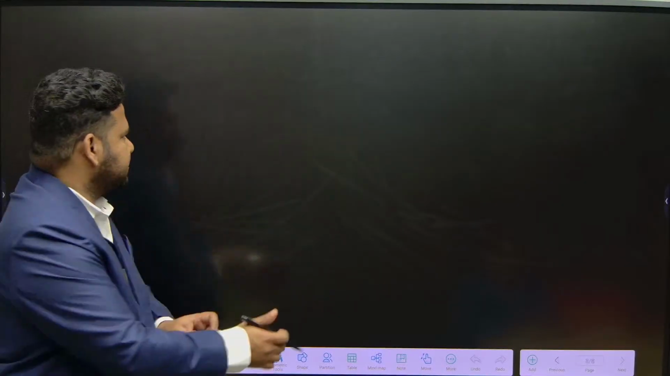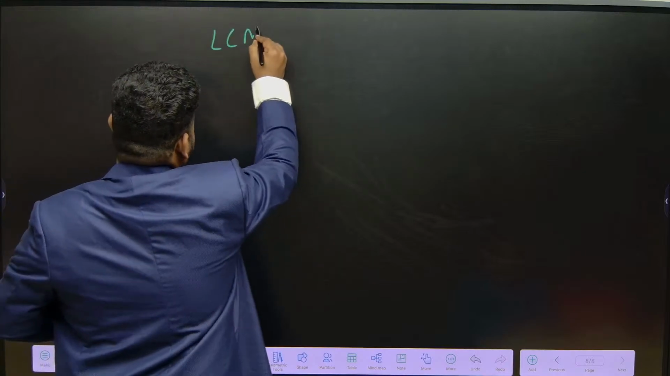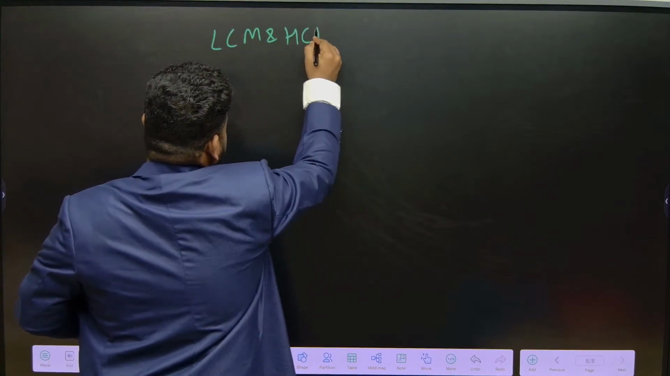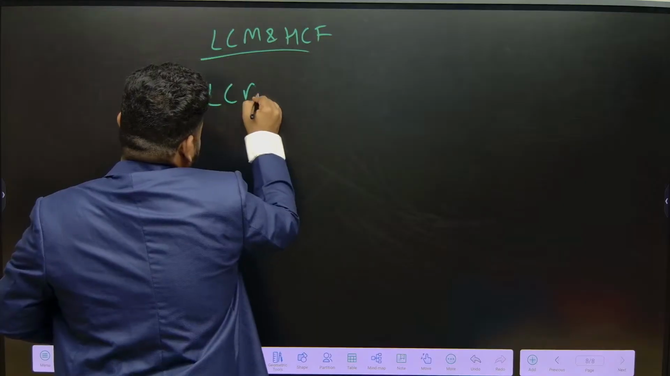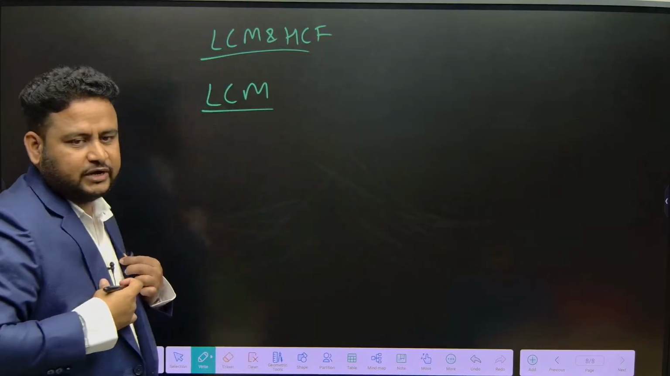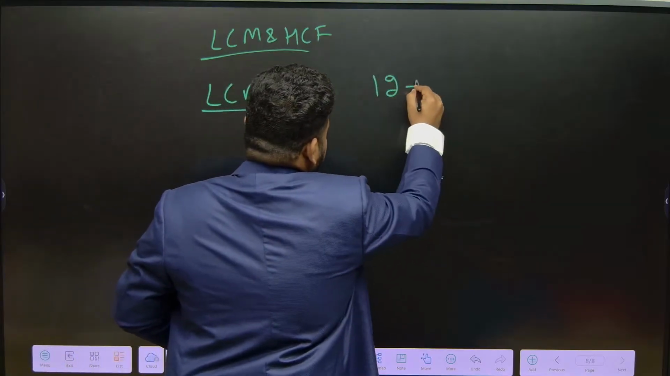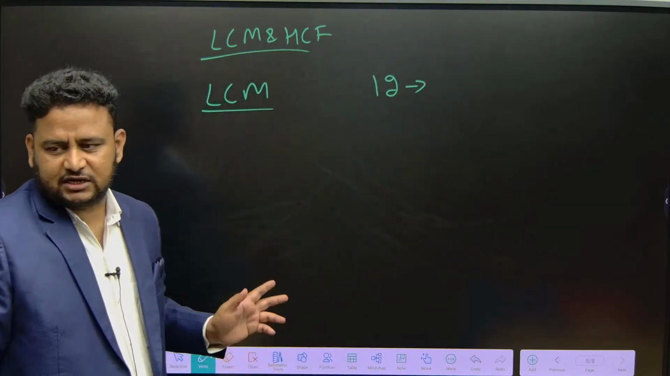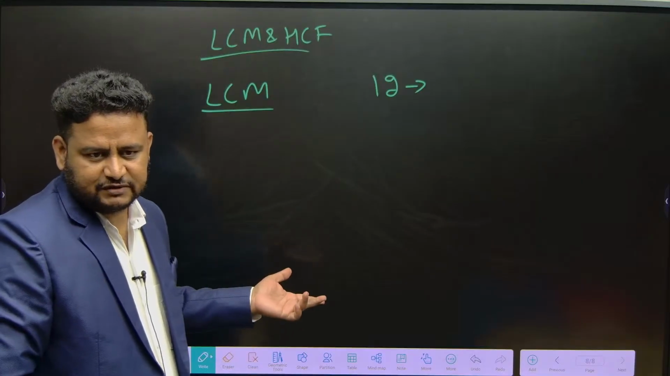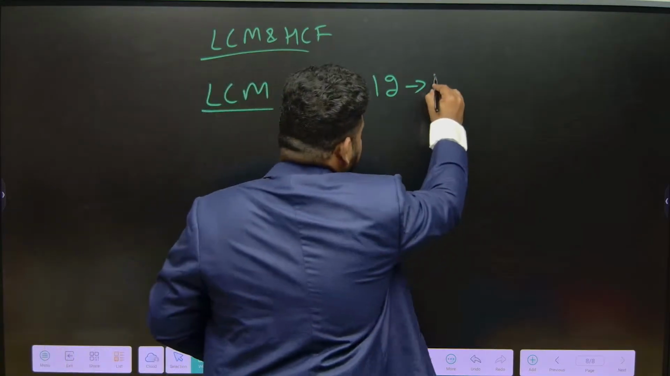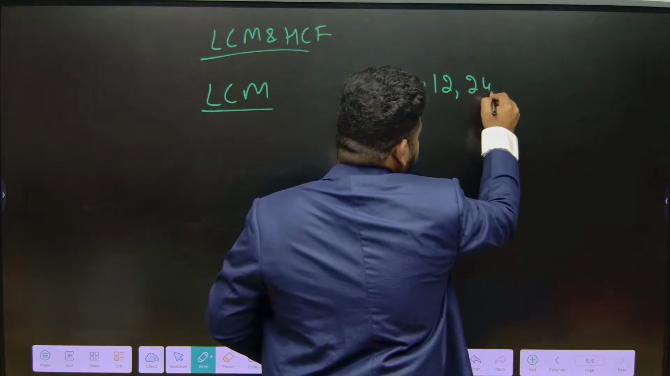First let me tell you what LCM and HCF are. So in this class, let us know at least what LCM is. It is the lowest common multiple. Suppose for example, 12 is given. For 12, what are the multiples that we have? 12 itself is a multiple, correct? So the multiples will be 12, 24.